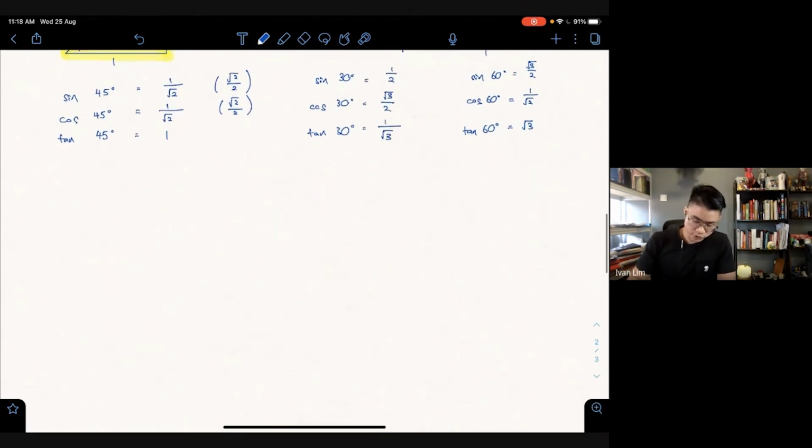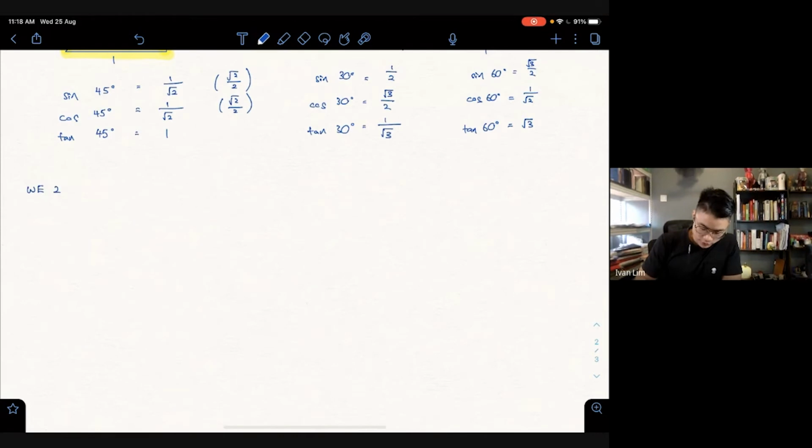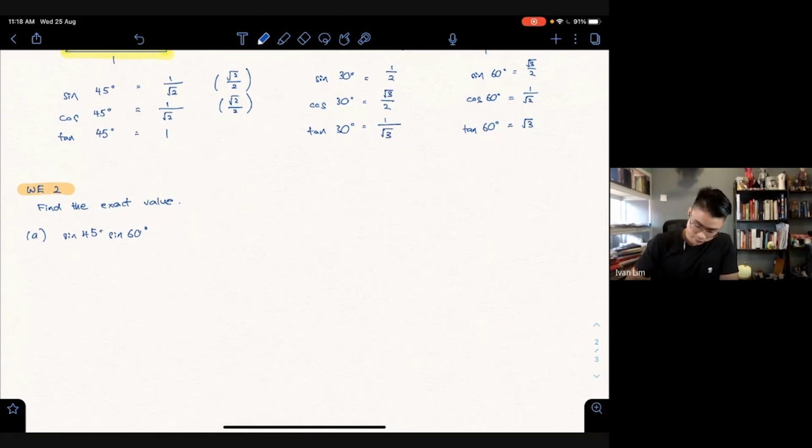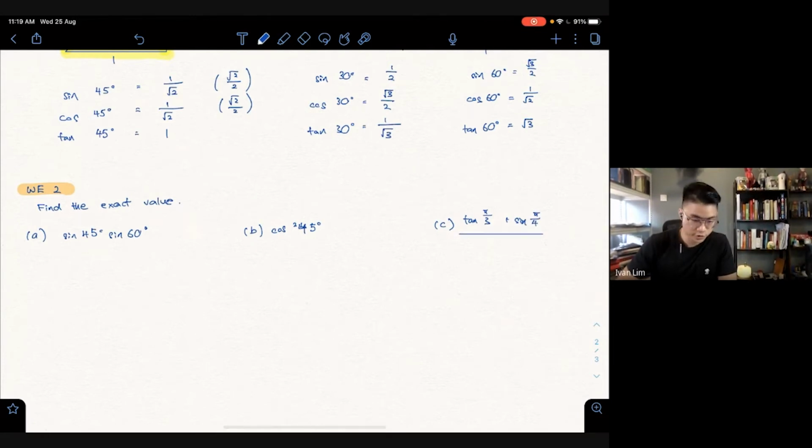Okay, worked example 2, we actually need to use these values. So since we derived already, worked example 2. Okay, now they say find the exact value. The keyword is exact. Exact value of A, sine 45 degrees times sine 60 degrees. Second one, cos squared 45 degrees. C, tangent pi over 3 plus sine pi over 4, over 1 minus cos pi over 3.